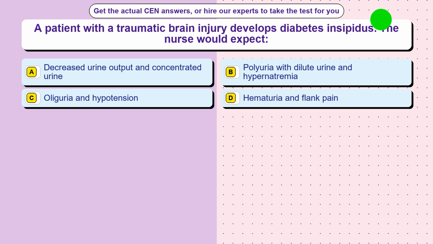Question 36. A patient with a traumatic brain injury develops diabetes insipidus. The nurse would expect: Option A, decreased urine output and concentrated urine. Option B, polyuria with dilute urine and hypernatremia. Option C, oliguria and hypotension. Option D, hematuria and flank pain.